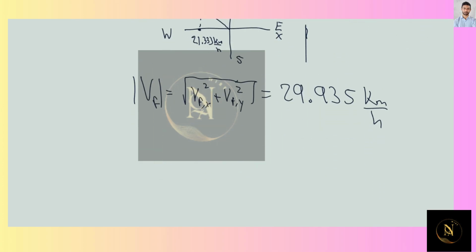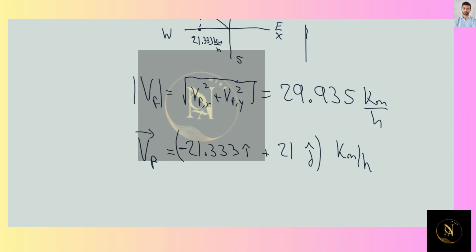You can also write down the velocity vector directly as negative 21.333 in the i direction plus 21 in the j direction, and all of this in kilometers per hour. Or you can also say that the velocity vector has a magnitude of 29.935 kilometers per hour, and we want to know the angle.